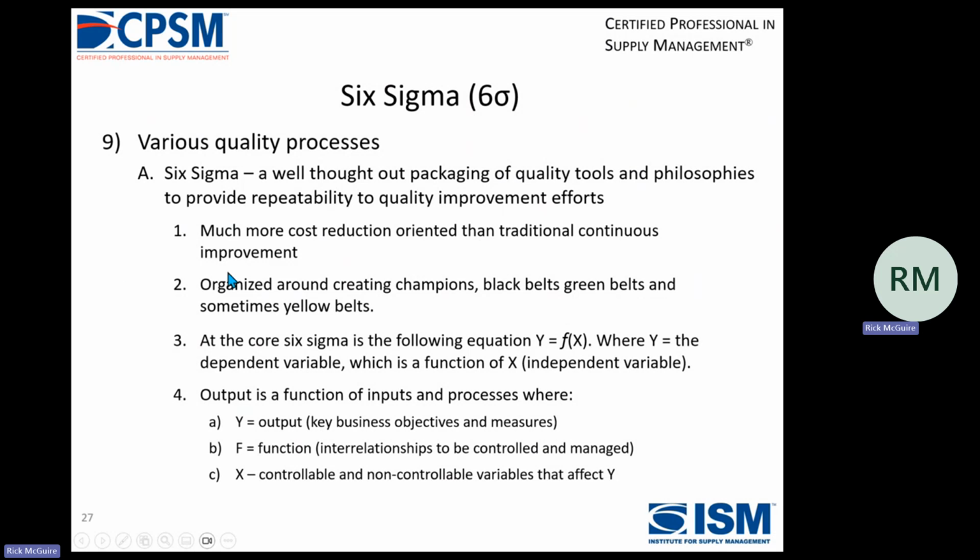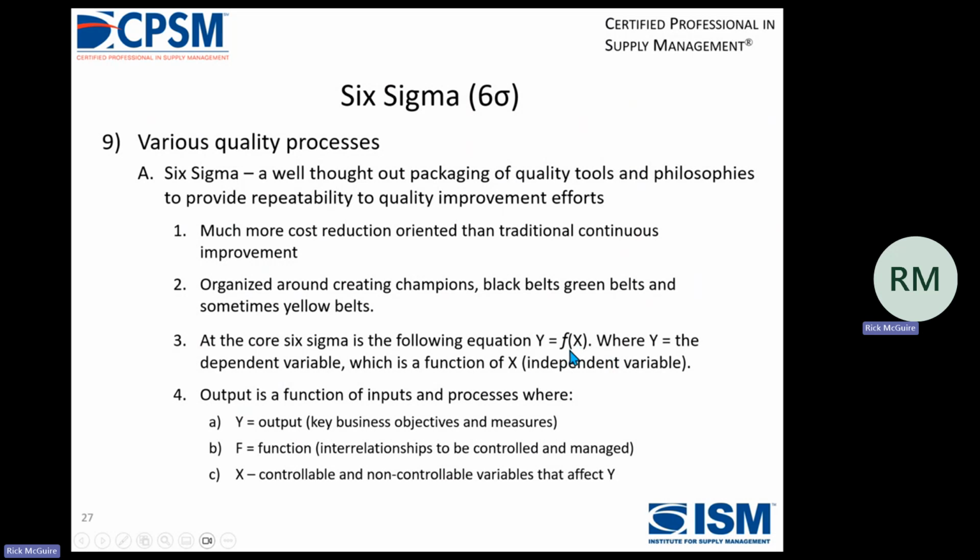So then we're going to cover some other quality process, Six Sigma. This is packaging of quality tools and philosophies to provide repeatability to quality improvements. It's all about variation reduction. Much more cost reduction oriented than traditional continuous improvements, organized around champions and belts.